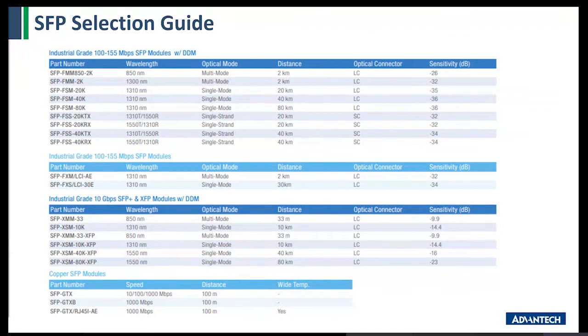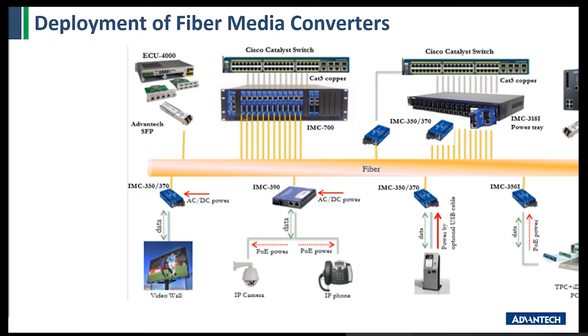So far, we've discussed the whole range of IMC copper to fiber Ethernet converters and SFPs. Now let's take a look at how they are used in network infrastructure. We start from the fiber cable connection at the middle. Let's see the upper level deployment scenarios.